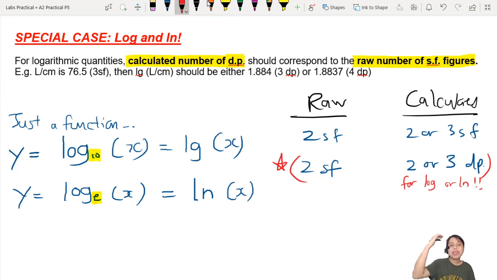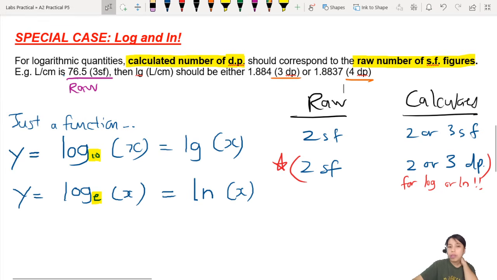Okay, so there's a small example up there. If this is the raw value, where is it? Here. This is raw value. 3SF, okay, 3SF. Then after you do a log calculation on it, it should become 3 dp or 4 dp. And you round accordingly lah. Okay, so let's try out some examples here for this log or ln. Please write this down somewhere. Okay, the special case is very important. Write down somewhere, if not you'll forget.